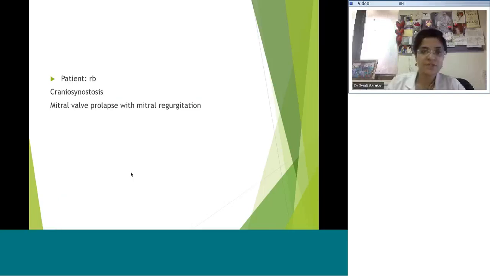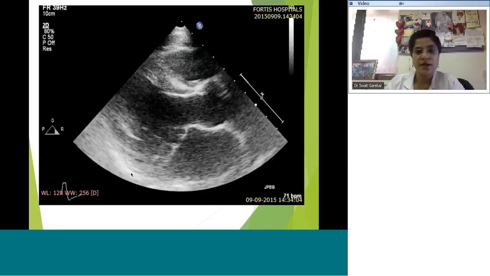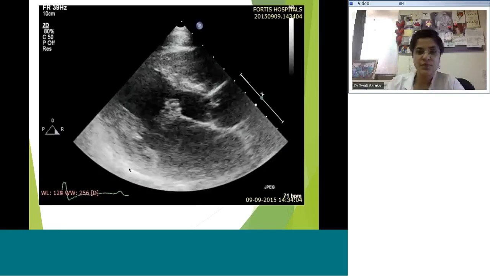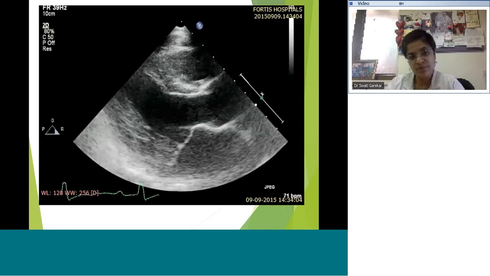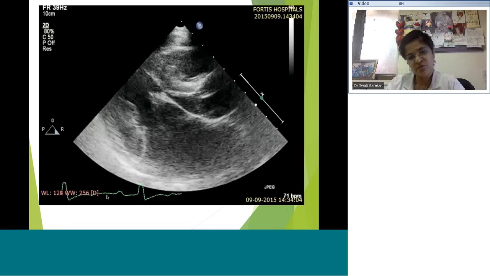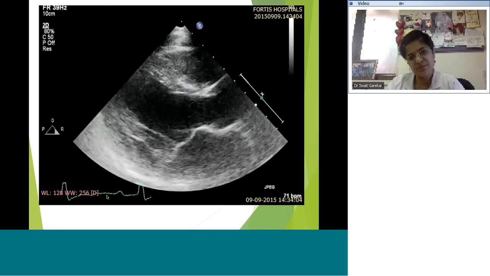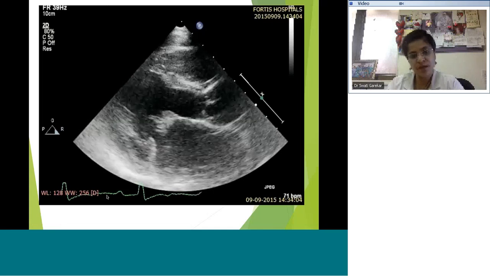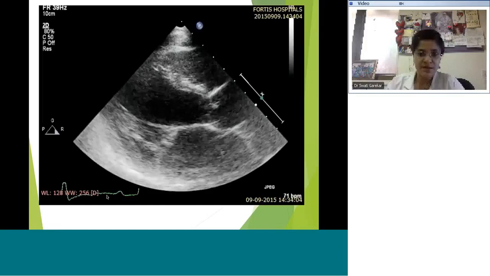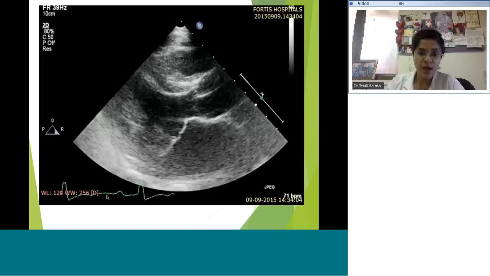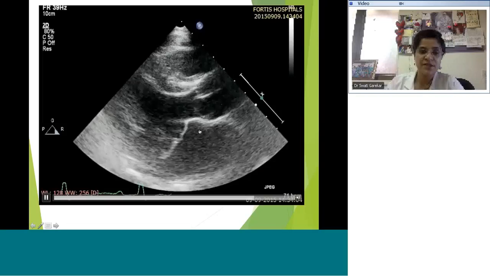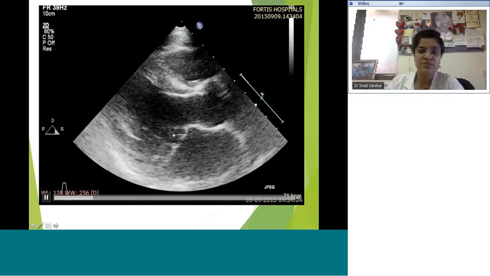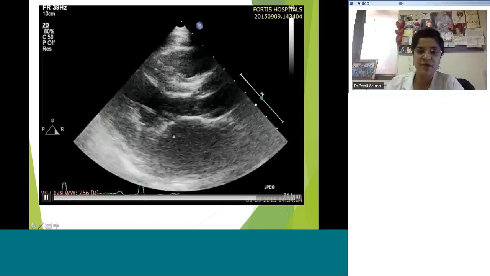Let's move on to this patient, the 10-year-old with craniosynostosis. Here is a parasternal long axis view. We are immediately attracted to how the mitral valve looks. Seems to be having extra chordae, seems to be having extra motion, seems to be prolapsing, which means that the leaflet is moving above the line of the annulus. So the line of the annulus is from here, the hinge point, to the posterior hinge point, and it's moving above. So this patient has mitral valve prolapse.